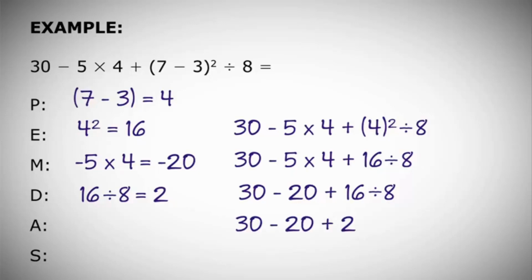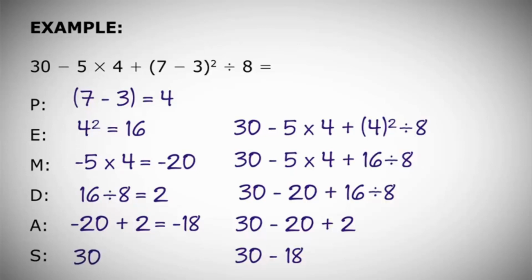Our addition problem comes next. We want to add negative 20 plus 2. Remember to preserve the negative signs when you're adding so that you make sure to get an accurate answer. Negative 20 plus 2 is equal to negative 18, leaving us with 30 minus 18. The final step is to perform the subtraction problem. 30 minus 18 is equal to 12.